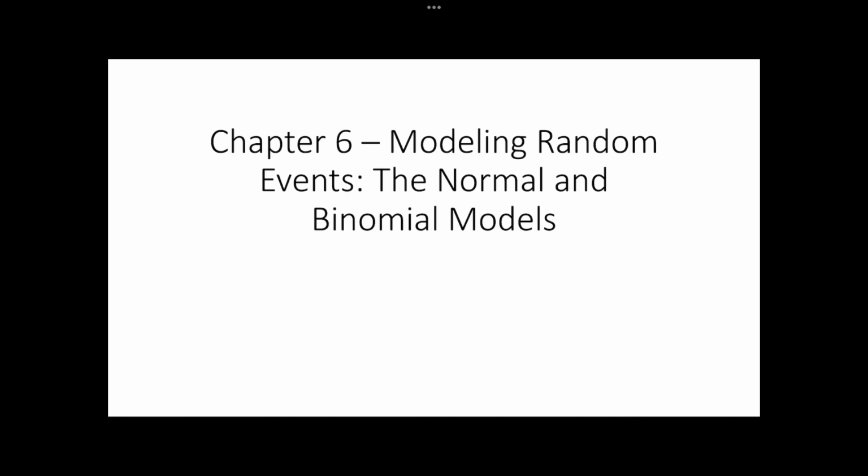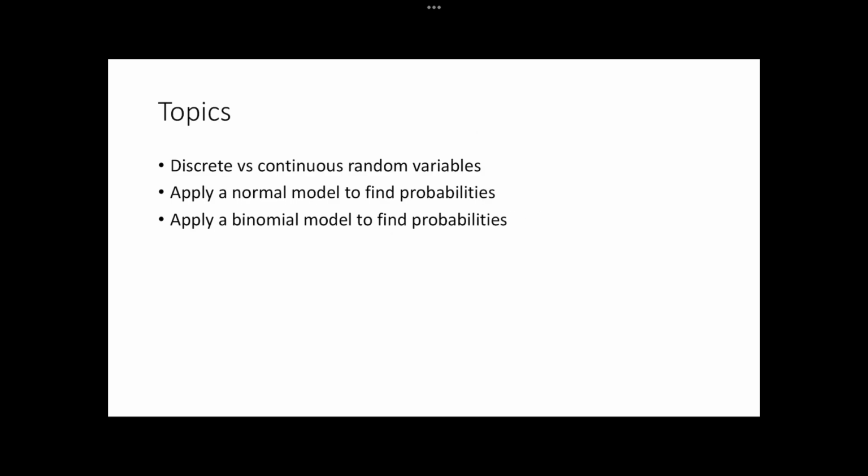Chapter 6, Modeling Random Events, the Normal and Binomial Models. In this chapter, we'll look at discrete versus continuous random variables, how to apply a normal model to find probabilities, and how to apply a binomial model to find probabilities.